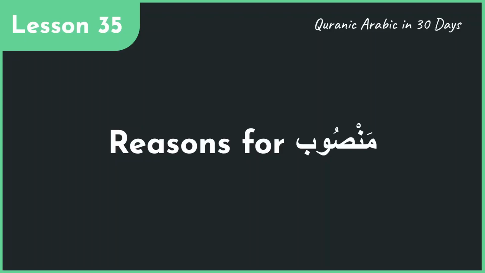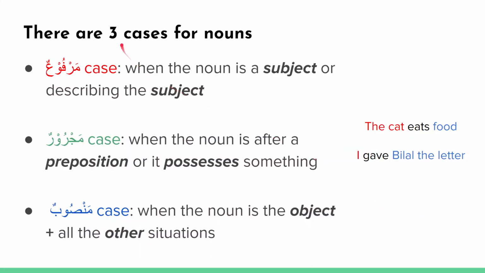In this lesson, we're going to take a look at why nouns in Arabic can be in the mansub case. As a reminder, if you go all the way back to lesson 3, we talked about how nouns, or isms, in Arabic can be in 3 different cases. They can be in the marfu' case, and that happens when a noun is the subject of a sentence or describing the subject. So in the sentence, the cat eats food, here the cat is the subject, and so in Arabic it would be in the marfu' case.